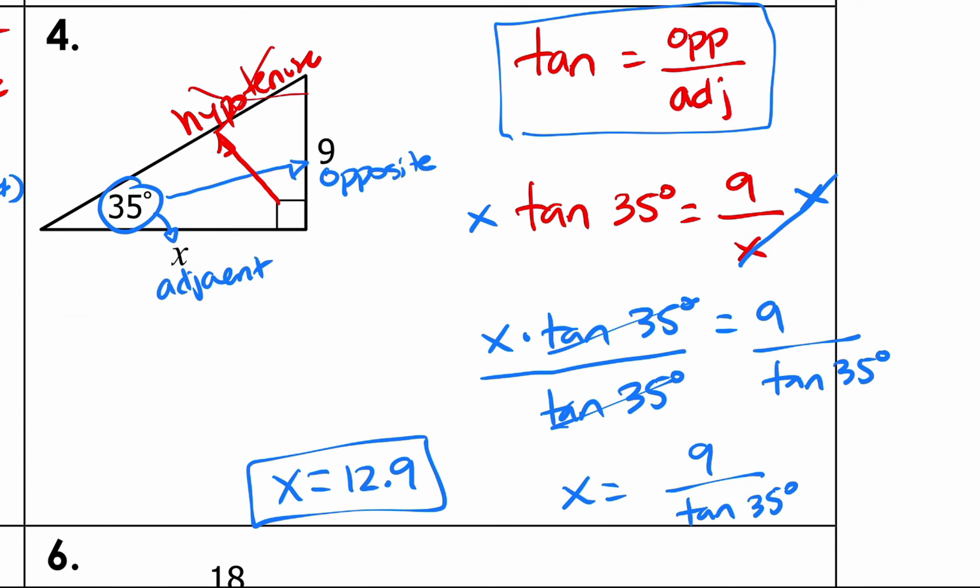And now we have x in the denominator. I don't want the x in the denominator. I want it upstairs in the numerator so I can solve for it. So I multiply both sides by x. So this one cancels, and then I get x times tangent of 35 equals 9. Divide both sides by tangent of 35 so I can get the x by itself. They cancel out. So x equals 9 over tangent of 35 degrees. Punch into my calculator, I get 12.9.